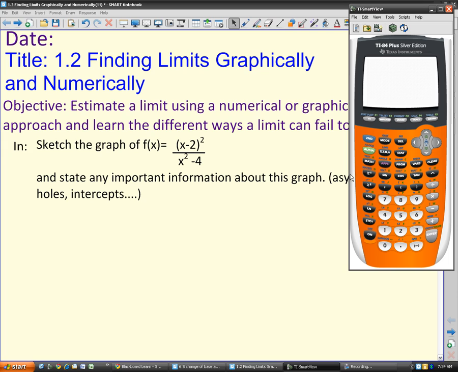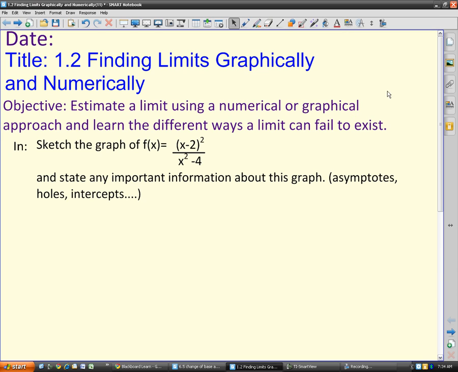So first thing it says is to sketch the graph. Actually, no, I'm not going to sketch the graph first. I'll come back to that. I'm actually going to first state all the important information about the graph: asymptotes, holes, intercepts, things like that.